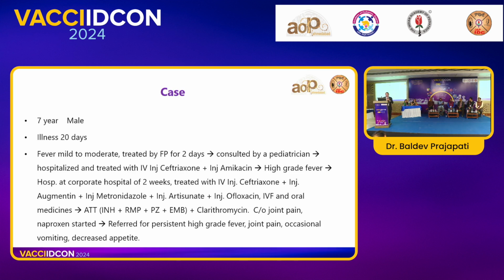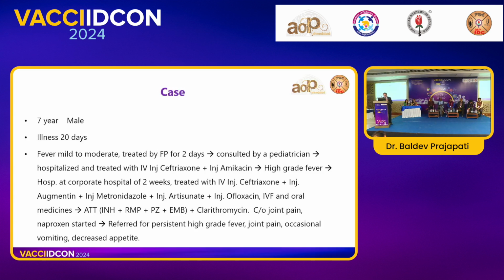Third case, a little bit long, so please be with me. A 7-year-old male, illness of 20 days. I will not read all the sentences. You can see the fever, mild to moderate, treated by the pediatrician with all sorts of antibiotics. Ultimately the child was given ATT, even uncommon antibiotics like clarithromycin. After 3 weeks the child developed joint pain. Probably the third case, knowing that Dr. Chitkara is going to ask about joint pain. So here the joint pain was there.